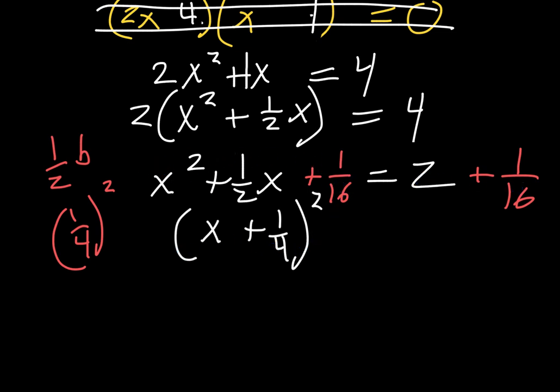And then over here I have equals 2 and 1/16, which you can leave as a mixed number. I typically write them as improper fractions. 16 times 2 is 32 plus 1. It's 33/16.